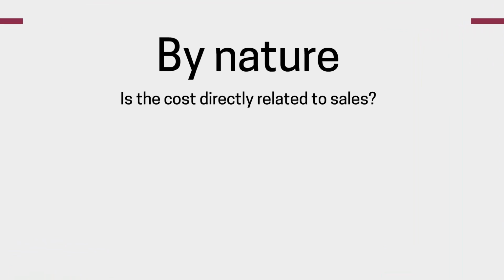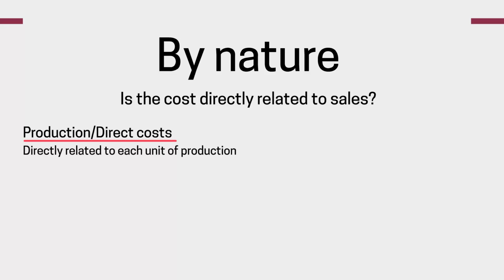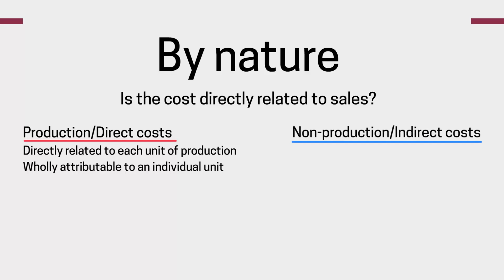And when you categorize cost by nature and you ask yourself this question about whether it's directly related to sales, you can break costs down into two categories. You have direct costs, and these are directly related to each unit of production. So these costs will be affected with every single additional unit you produce, and you can wholly attribute all these costs to each individual unit.